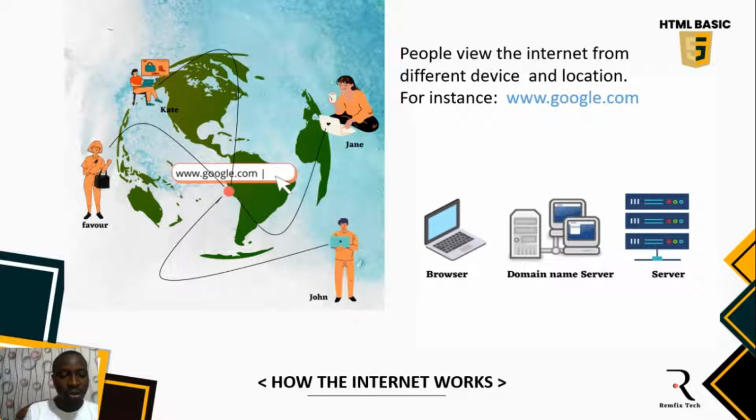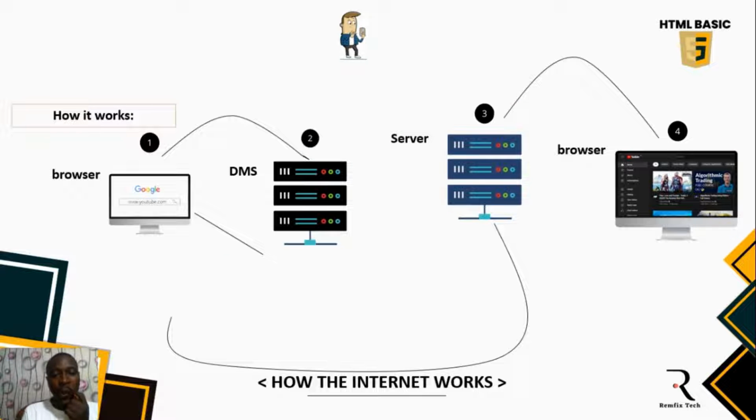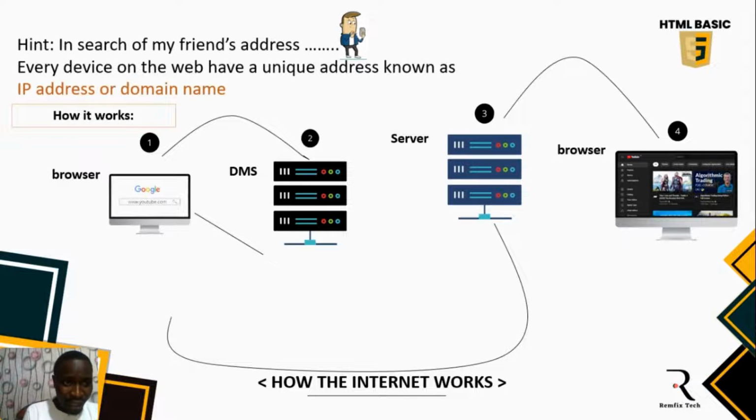So we're going to understand how these different properties ensure that Jane receives Google on her laptop. So let's just go ahead. All right, so let's say for example this is Jane, and she's searching for www.google.com. Now let's look at this first. It is in search of my friend's address. Now I'm going to go back to this a little bit, but let me start with the first step.